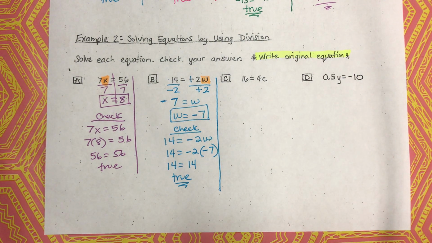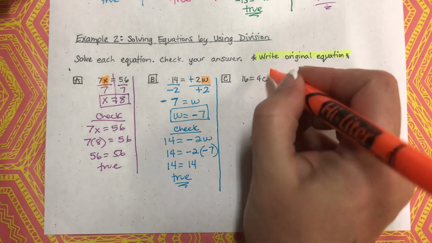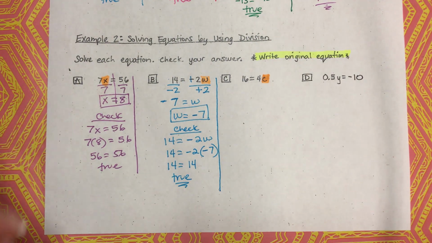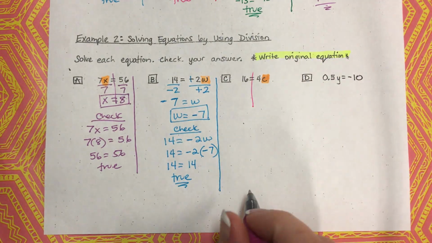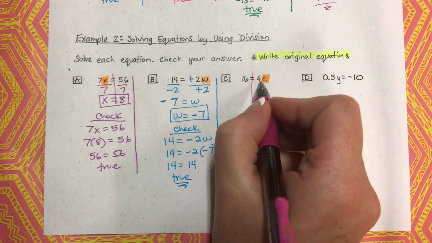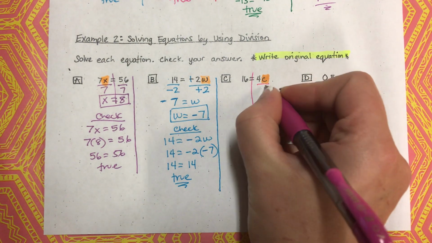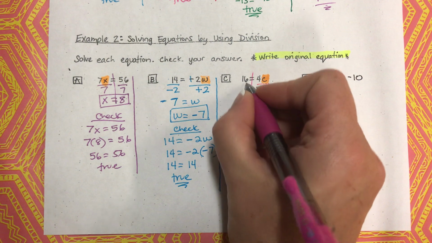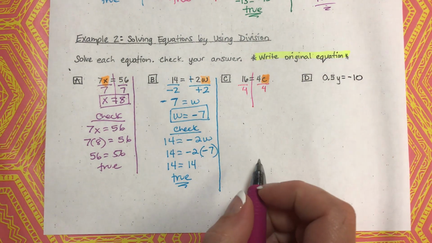So on C, we have 16 equals 4c. We're trying to isolate c and get it by itself. So is it by itself on this side of the equation? The answer is no, it is not. It is being multiplied by 4. So we have to do the inverse operation of multiplication, which would be division. So we're going to divide both sides by 4, right?